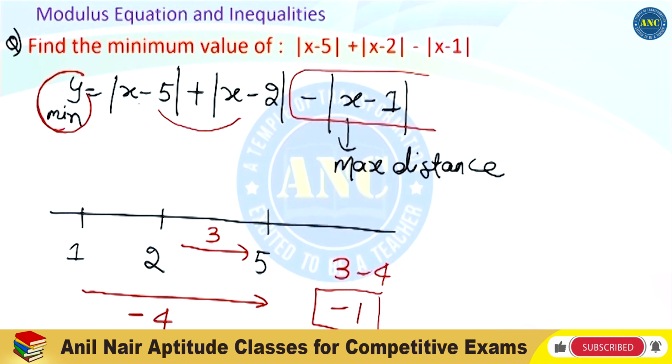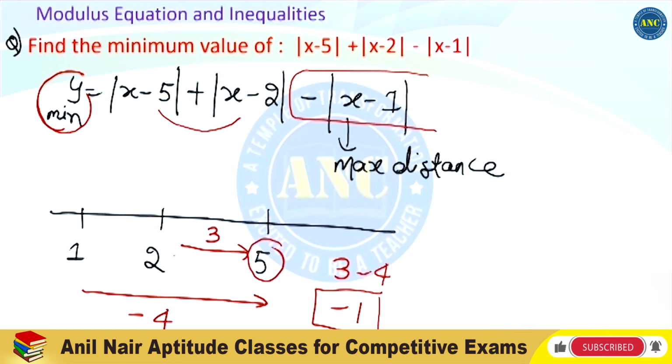For y minimum, these have plus signs and this has a minus sign. If y is minimum, because there is a minus sign, it should cover maximum distance. That is, 1 should cover maximum distance. Next, if this is not there, x would lie from 2 to 5. x can be at point 2 or x can be at point 5. But 1 has to cover maximum distance. So the chosen point is nothing but 5.